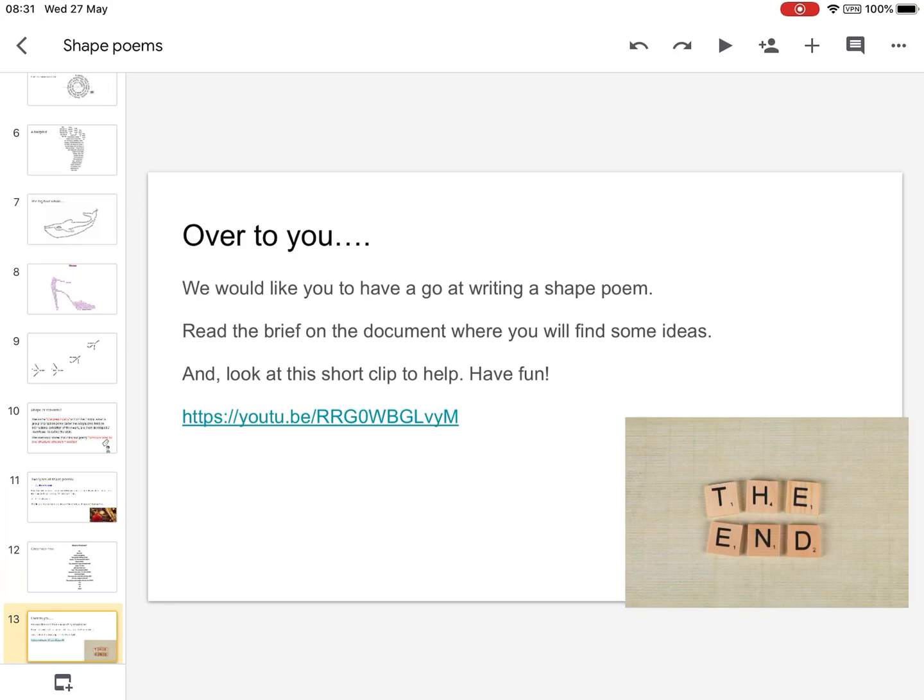So over to you. We'd like you to have a go at writing a shape poem. On the document in the classroom, there are some ideas of how to have a go at doing this. And also there's a short 1.5 minute clip here from an educator, a poet, to help you get started. So have fun and write us a shape poem. Thank you.